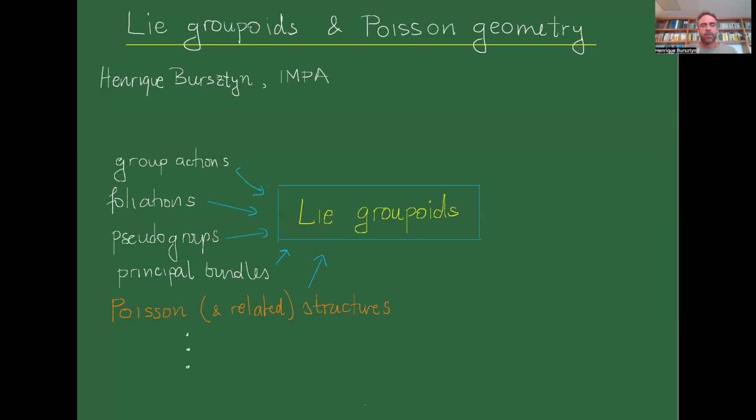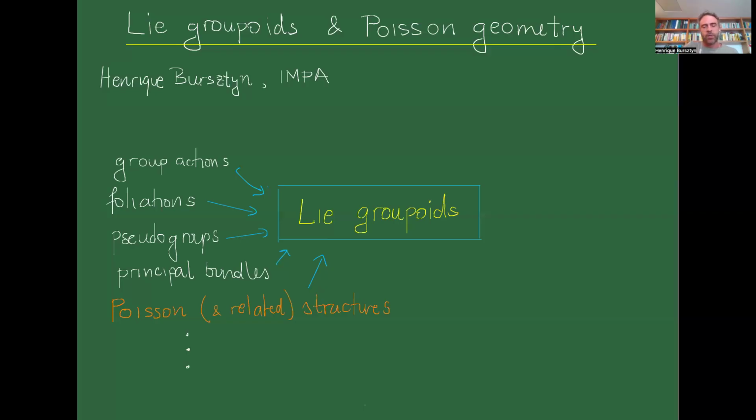And the nice thing about having this common framework is that we can often adapt ideas from one of these fields. Once phrased in terms of Lie groupoids, they are adaptable to the others, right? So you can transfer ideas from different areas once you have a common framework.